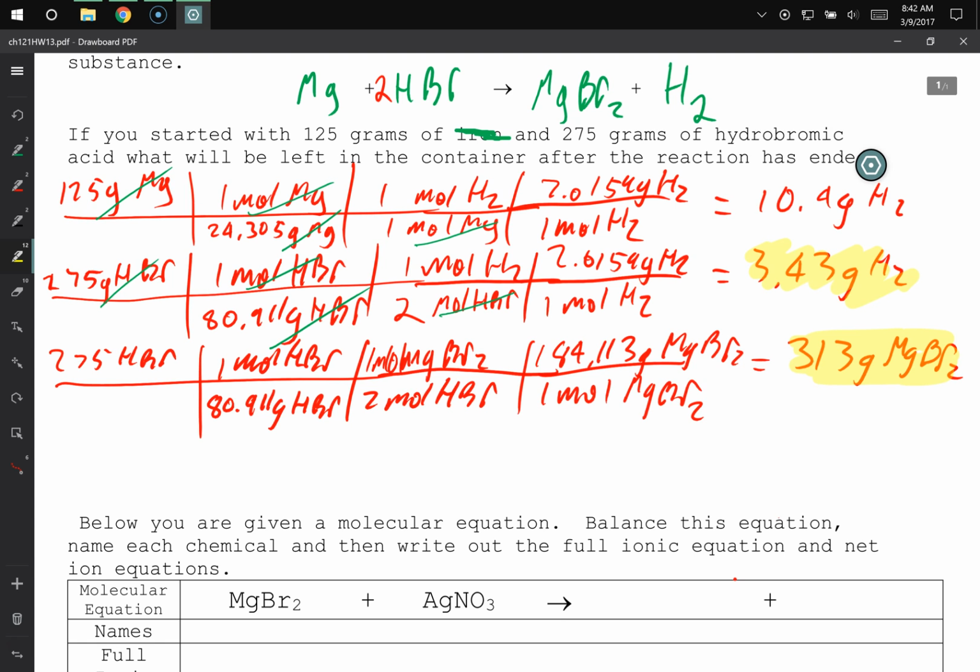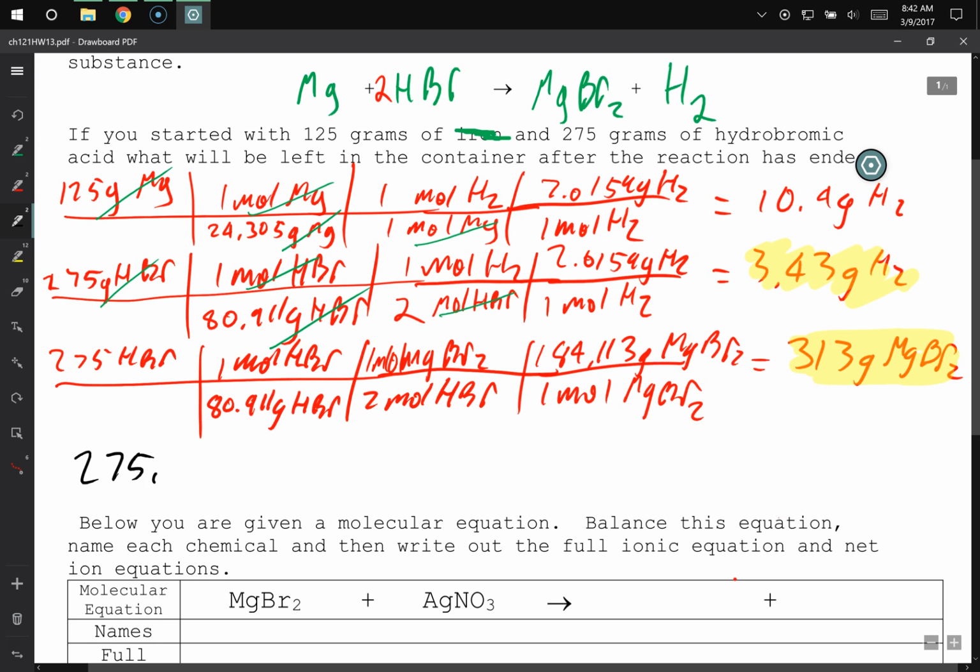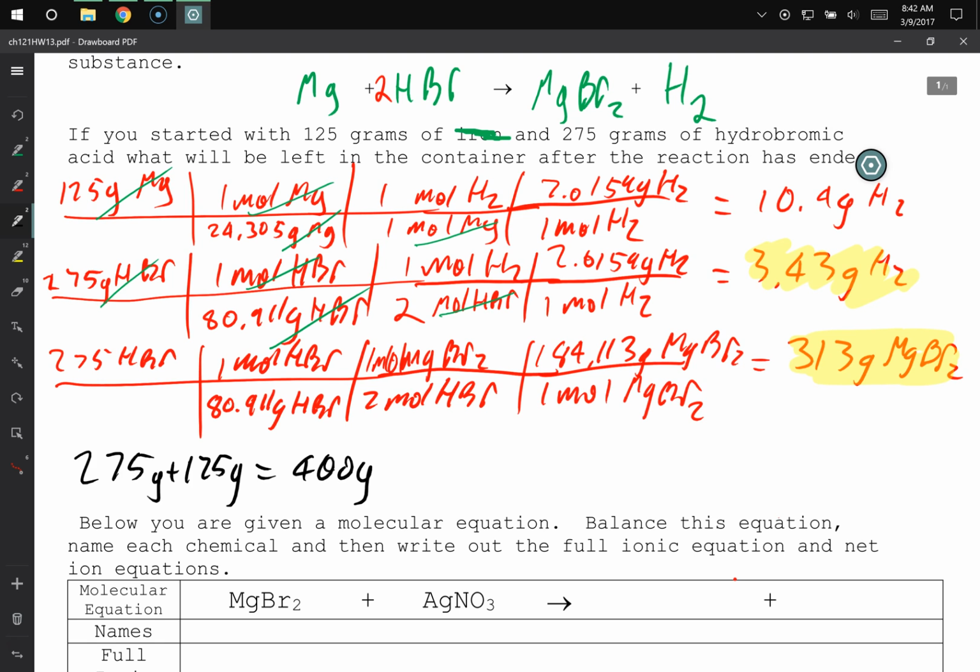So there's 2 ways I could do it. I could run another railroad track, or I can look at this and say, I put 275 grams and 125 grams of stuff in. So I put 400 grams of reactant in. You okay with that? What's the mass of the stuff in the container when this is finished? It's 400 grams. The mass has to stay the same. I didn't do anything with the atoms except changed partners, right?